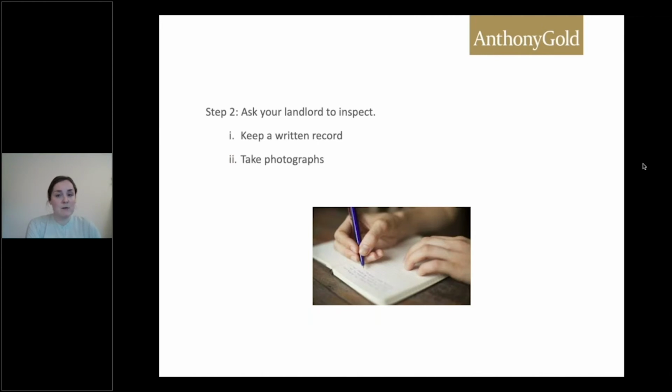They may also discuss with you the works that they're going to recommend, so it's useful to keep a note of those as well, and where possible follow up by email with your landlord after the inspection to confirm what was discussed and what works were proposed. It's also useful to take photographs at any opportunity, both when you first notice the issue and also if you notice any further deterioration after you've notified your landlord, and keep those photographs and also provide them to your landlord as part of your record keeping.